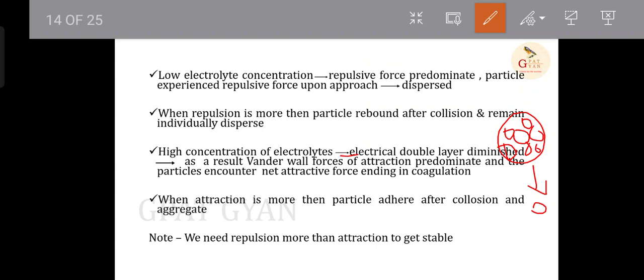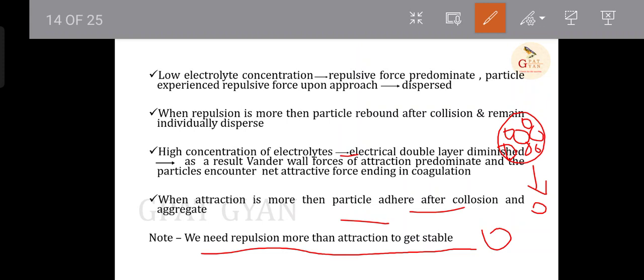And if precipitation happens, this leads to destabilization of the colloidal dispersion medium. When attraction is more, the particles adhere to each other after collision and aggregate. They will aggregate with each other and settle down after the collision. And the last important line from DLVO theory is that we need repulsion more than attraction to get stability. I have already discussed in the earlier session that in a colloidal dispersion repulsion should be predominant over the attraction between the dispersed phase particles.